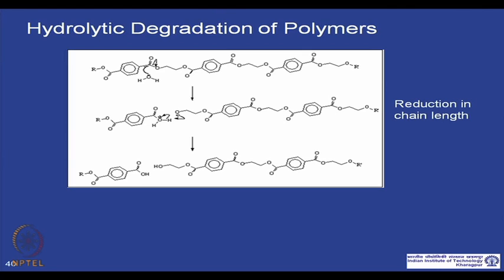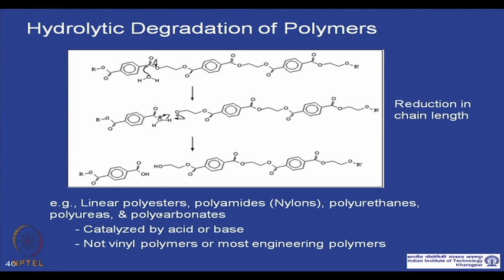Now, I mentioned that the step growth polymers have functional groups like esters, carbonates or amides. They are prone to hydrolyze. For example, PET is shown here, polyethylene terephthalate polyester. They can react with water and hydrolyze, and the hydrolysis process reduces the chain length, and when the chain length is reduced, molecular weight goes down and the properties of the polymer also go down.